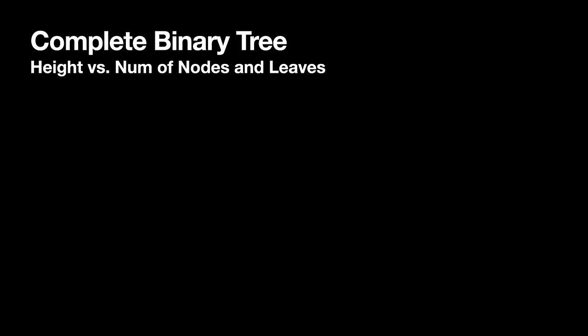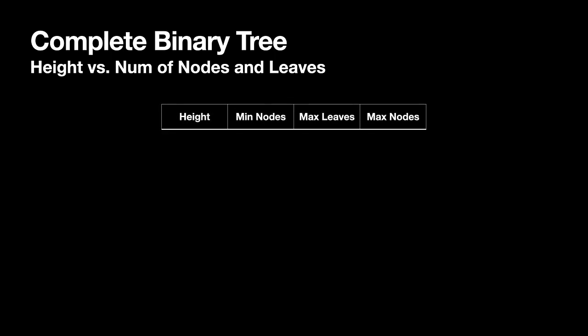Okay, so let's try and identify some relationship between the height of the tree, which remember will probably relate to the amount of work we need to do sometimes, and the number of nodes and the number of leaves. So I'm going to build a little table here. We'll think about the height of the tree, the minimum number of nodes, the maximum leaves, and the maximum nodes at that particular height.